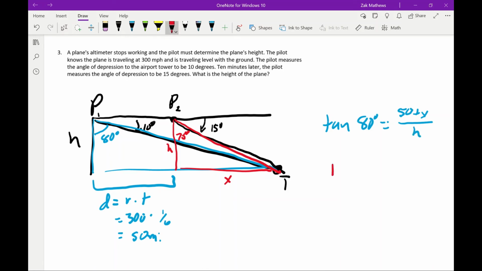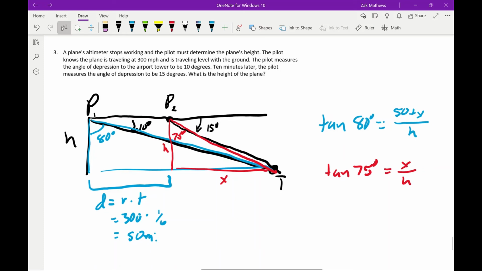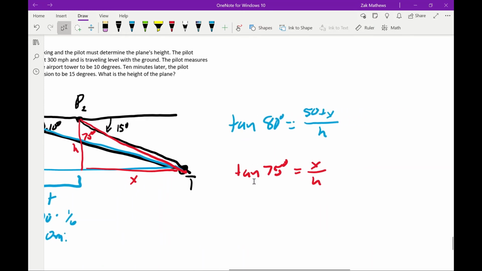The red triangle, the angle is 75, not 25, 75. And then the opposite of 75 would be x. The adjacent is h. So we can set up the ratio x over h. So I have two equations with two unknowns. We can solve this using a system of equations. So we could use substitution or elimination.